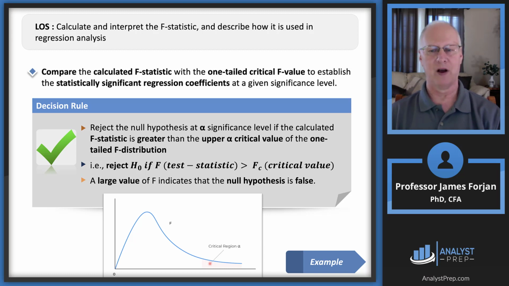There's the graph of the F distribution. Notice that it starts at 0. Notice there is skewness in it. So that critical region out there on the right is going to be what we're looking for, one-tailed test.